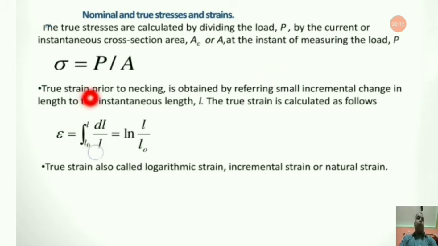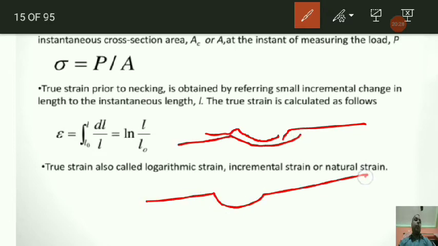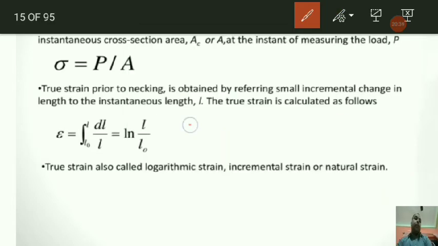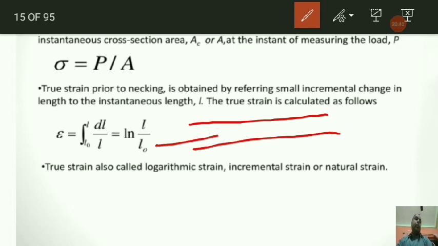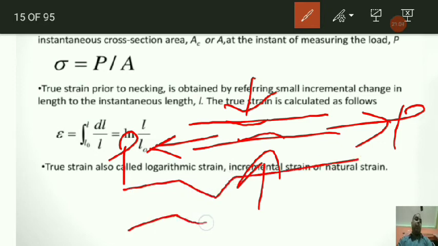Now, true strain prior to necking. You might know necking, but let me explain. Sorry for my drawing. Previously the bar was like this. Now say you are stretching it, applying tensile forces on both sides. What will happen is a decrease in the thickness. That is the necking formation.